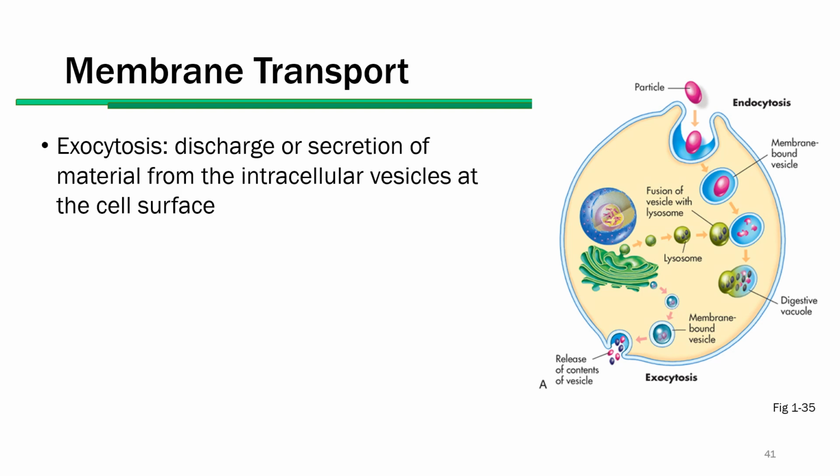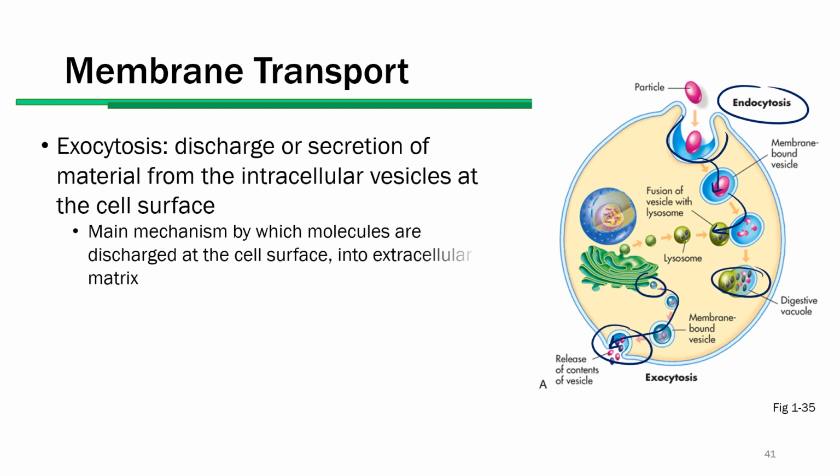Exocytosis, so here there's kind of a better picture of endocytosis too. The particle gets invaginated and then it can bind with a lysosome and get digested if needed. Exocytosis is when the contents leave. So we've got something that is made in the Golgi or finished in the Golgi, made in the ribosomes, finished in the Golgi, and then put into a vesicle, and it leaves through the cell surface. It's the main mechanism by which molecules are discharged at the cell surface into the extracellular matrix. So for example, the release of insulin from pancreatic beta cells.